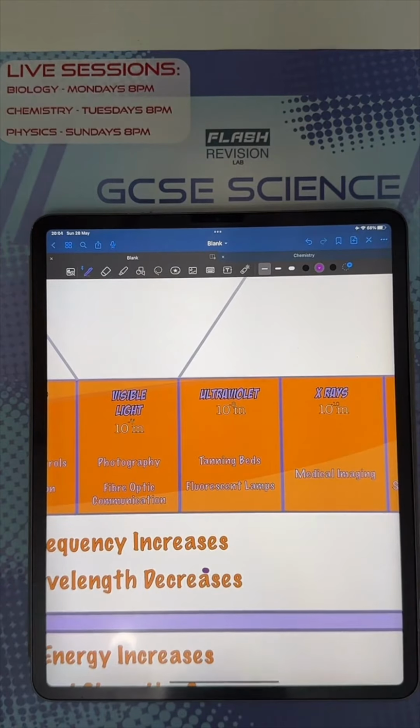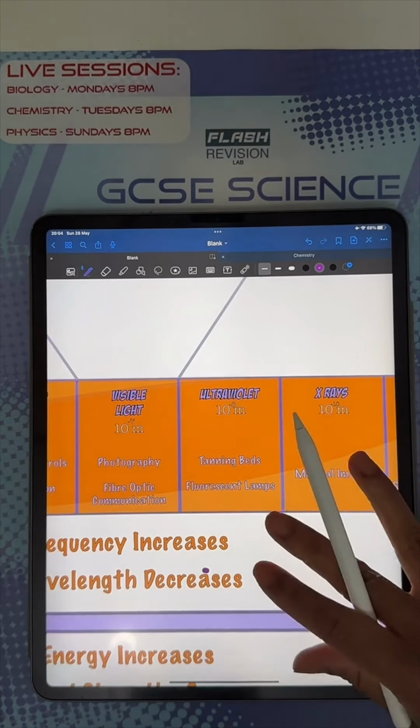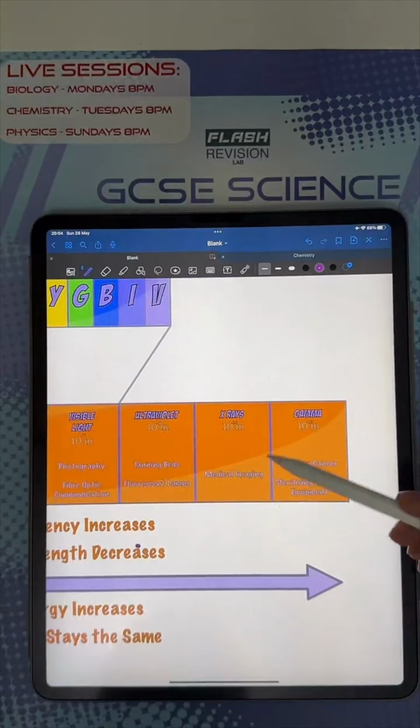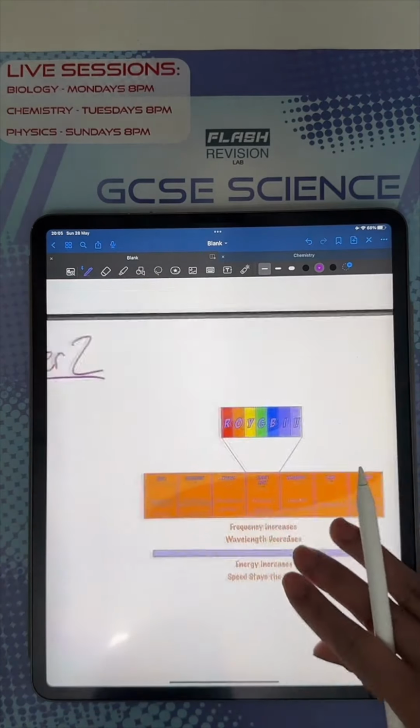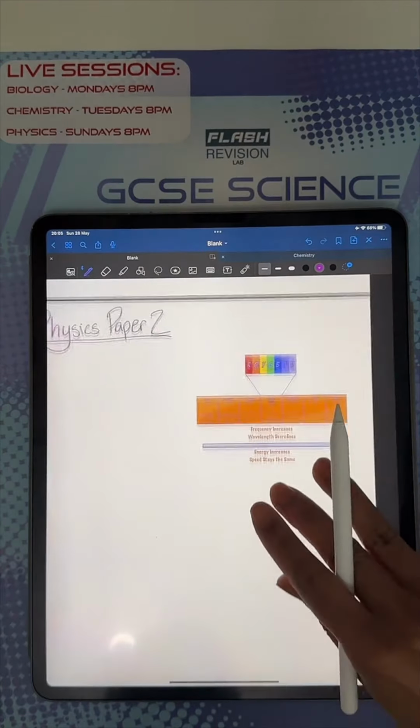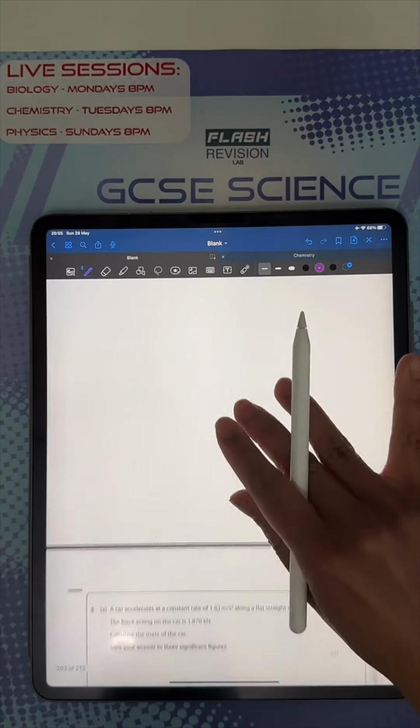Ultraviolet is for tanning beds and fluorescent lamps. X-rays are obviously for X-rays, for medical imaging, and gamma rays you can use for treating cancer, which is quite ironic because it causes cancer, but you can also use it to kill cancerous cells, and also to sterilize things like medical equipment. Okay, so let's get into the questions then.